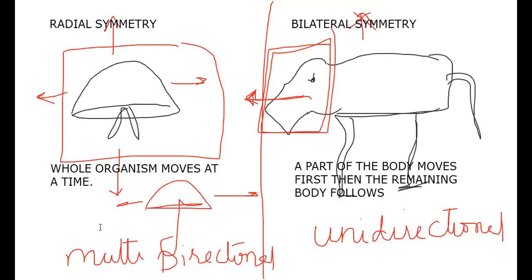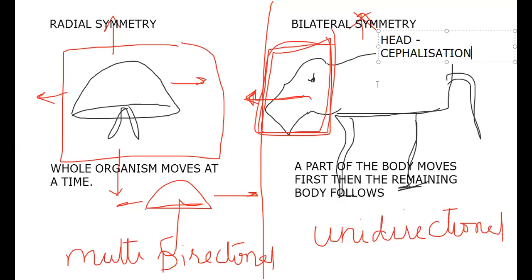Okay, so when a particular organism is moving like this, a part of the body moves first and the remaining body follows. What is the result? Slowly the part which moves first develops into the head region. The formation of the head is called cephalization.